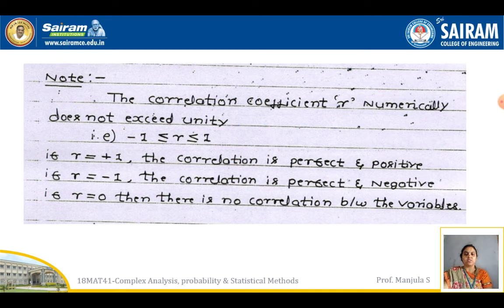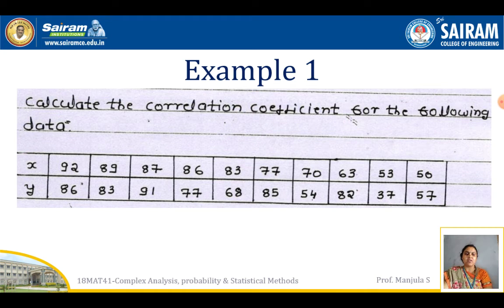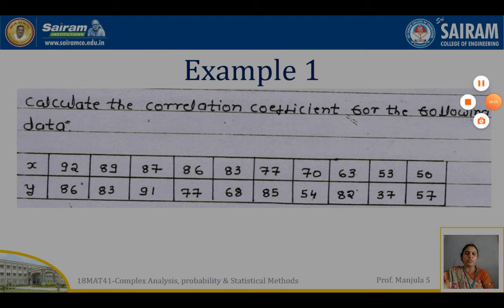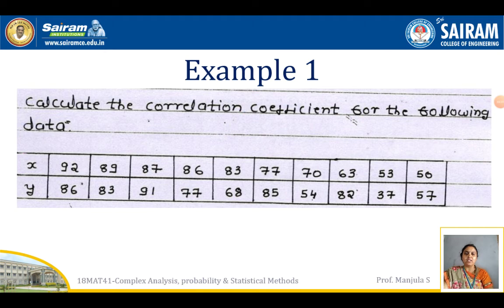An important note you have to remember: the correlation coefficient r numerically does not exceed unity. The value of r always lies between -1 and +1. If r is +1, the correlation is perfect and positive. If r is -1, the correlation is perfect and negative. If r is 0, there is no correlation between the variables. These are the basic definitions you should know, based on which we can solve a few problems. Now I am going to do the first problem: calculate the correlation coefficient for the following data.